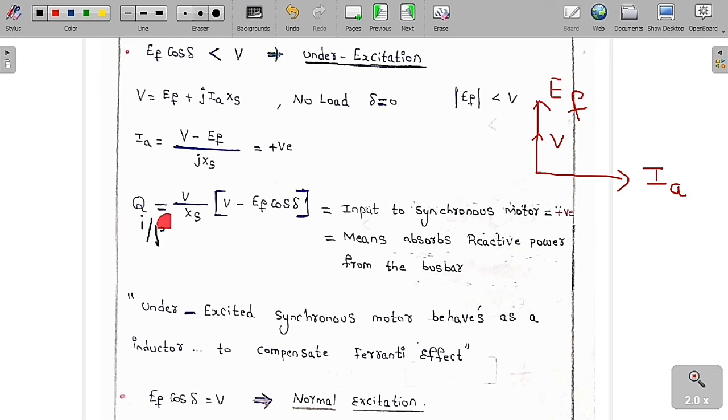So this is actually called the reactive power input to the supply of this synchronous motor. The input supply reactive power is positive, so the bus bar is generating the reactive power to the synchronous motor. So the synchronous motor is going to absorb this amount of reactive power from the bus bar. This is what I am trying to tell you.